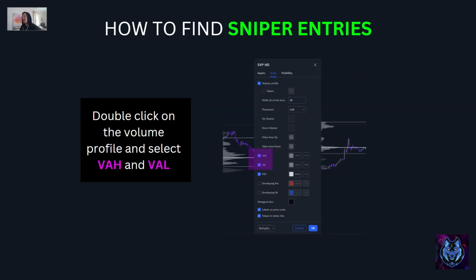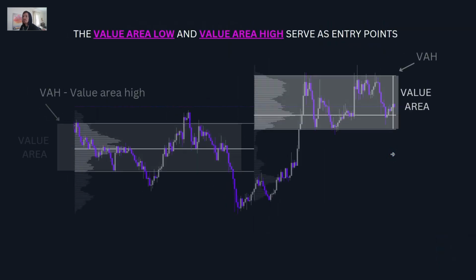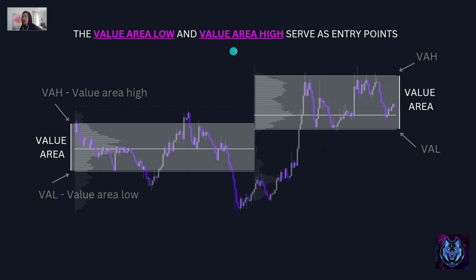Now I want to share with you guys a super pro bonus, how to find your sniper entry points. First of all, we want to double click on the volume profile indicator that we have set on our charts already. And we want to select the VAH and the VAL over here. Once we've selected those, these are the value area high and the value area low. These serve as entry points on the chart.